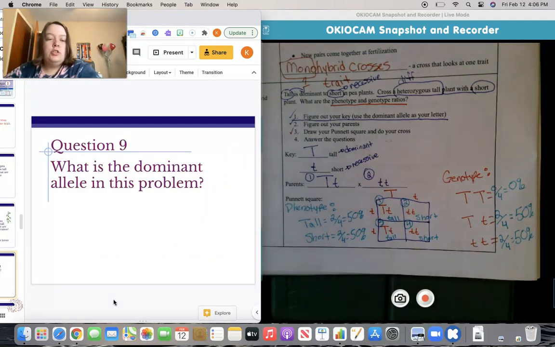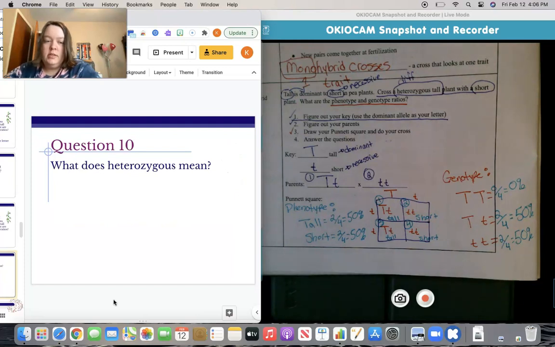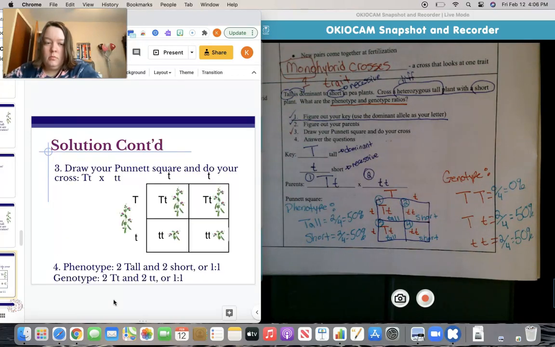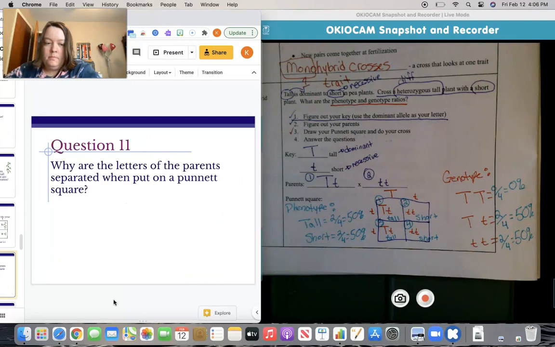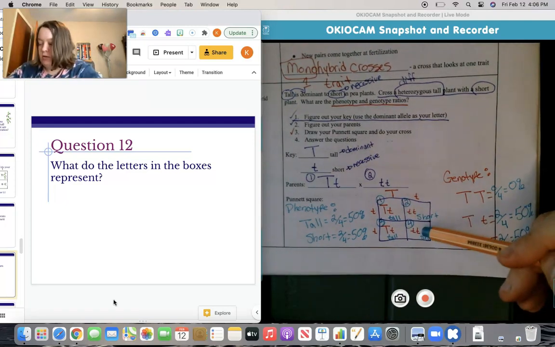All right, so question 9. What was the dominant allele in this problem? Question 10. What does heterozygous mean? Question 11. Why are the letters of the parents separated when we put them on a Punnett square? Question 12. What do the letters in the boxes represent inside of these boxes?